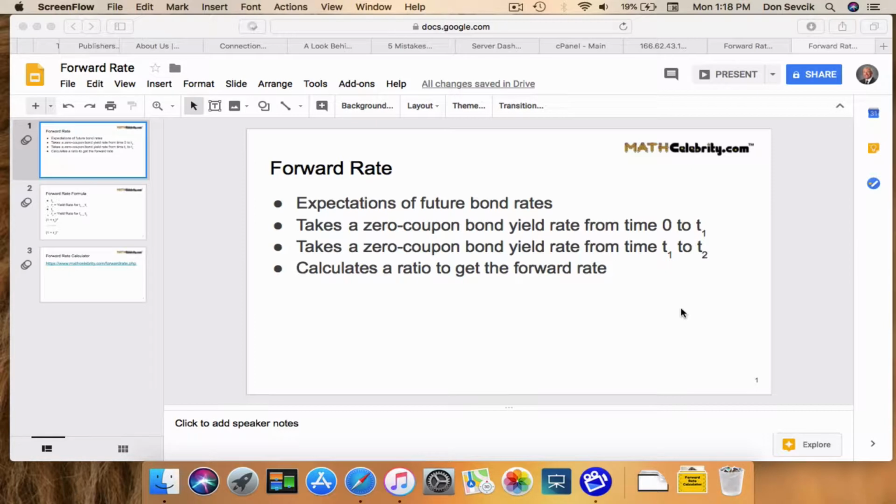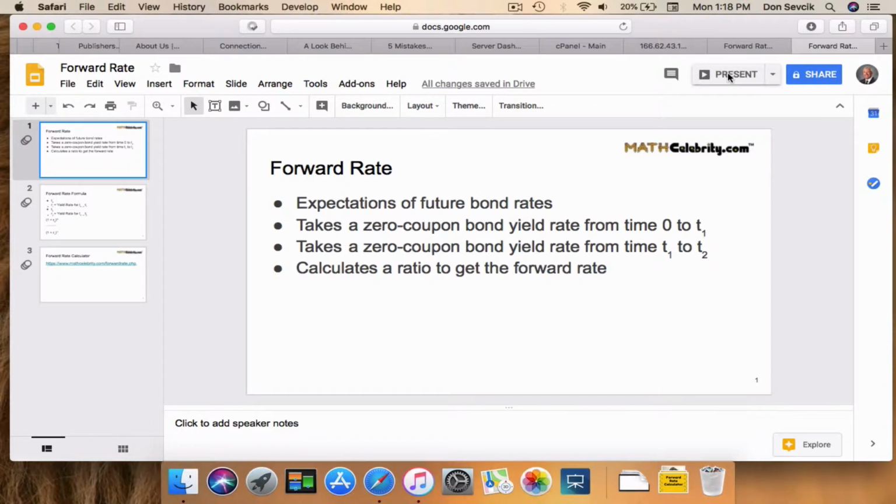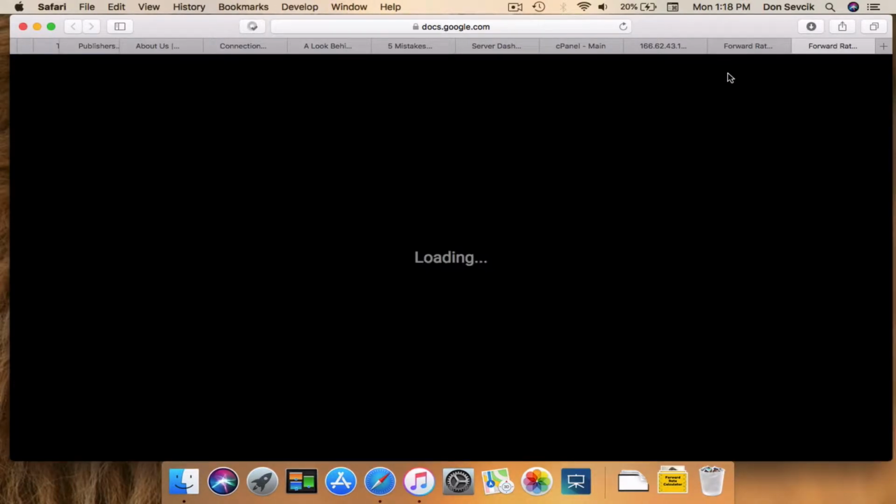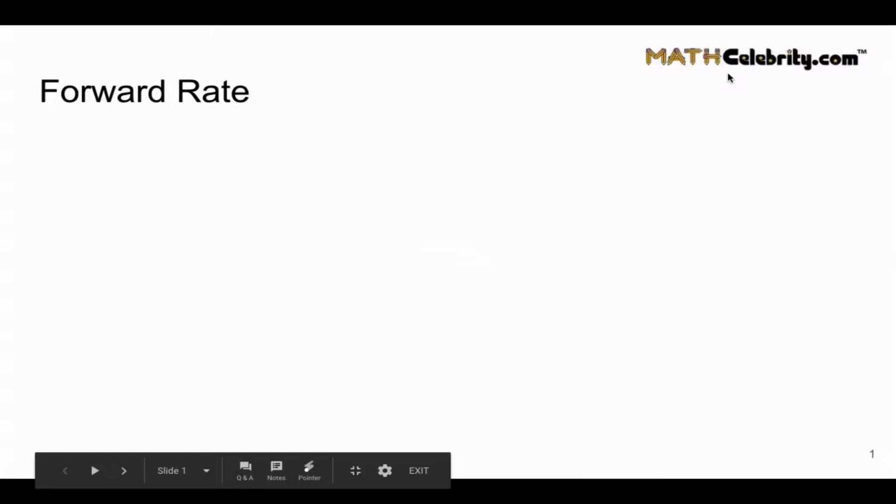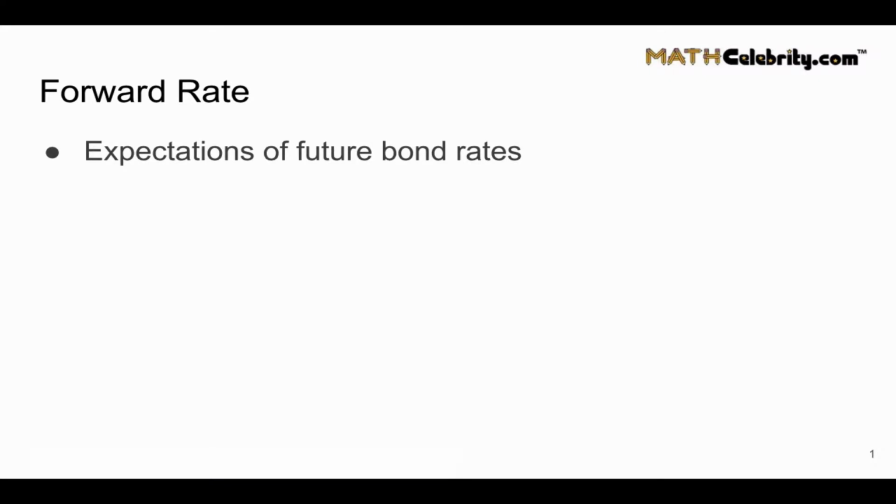I'm Don Sevcik, founder of Math Celebrity, and I'm going to walk you through in the next 2 minutes how to identify and calculate a forward rate finance and math problem. So let's get started. For forward rates, they're going to give you something where they want to know the expectation of a forward rate in the future.